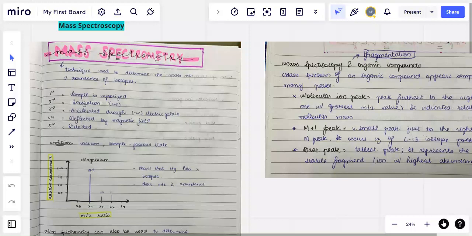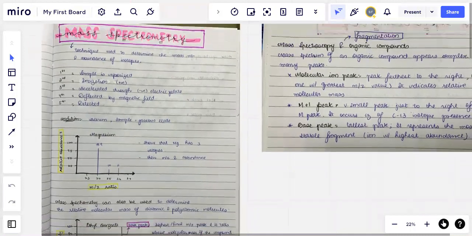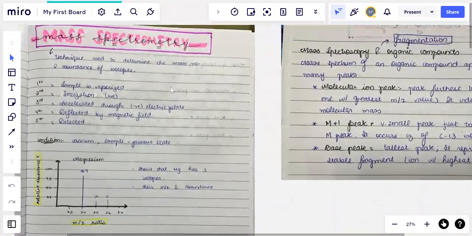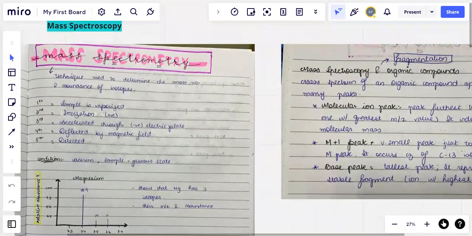Our today's lesson is mass spectroscopy. And I'm super excited for today's lecture because I have discovered this whiteboard and I'll finally be using it. And now I've also put up my notes, so it's going to be way easier teaching you all and it will be a lot more efficient.